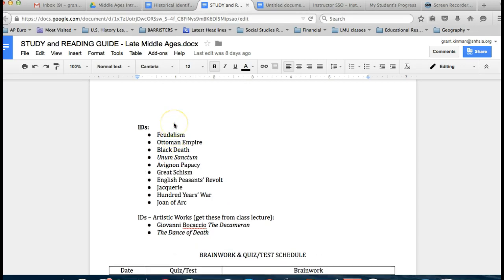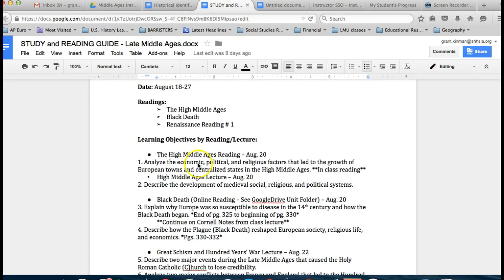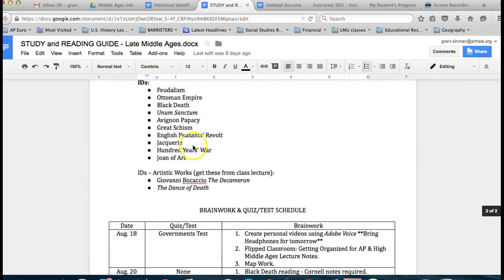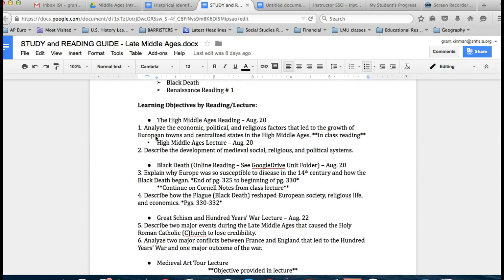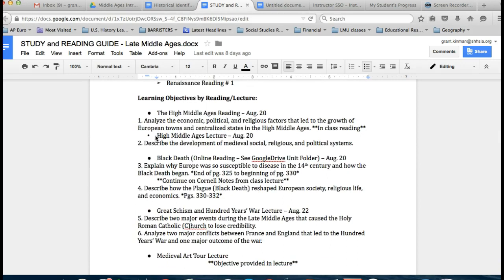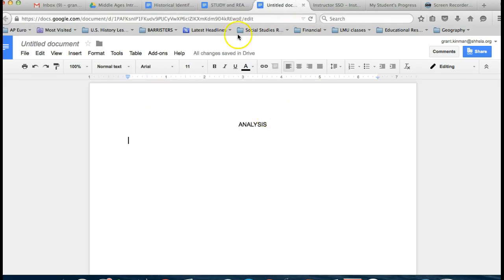So I suggest getting in the habit of, as the lecture concludes or the reading ends, going back through and looking: what IDs did you find? Like you would have found these from the first discussion about the High Middle Ages and the lecture. Then you go back and do the IDs, not all at once at the end of the entire unit, but as we go. Okay? Those are the two things I'll collect. Your exam will be Monday for this unit, and I'm going to collect all of that on Monday. I'll tell you what's due for tomorrow's homework as well, but let's talk about analysis first.